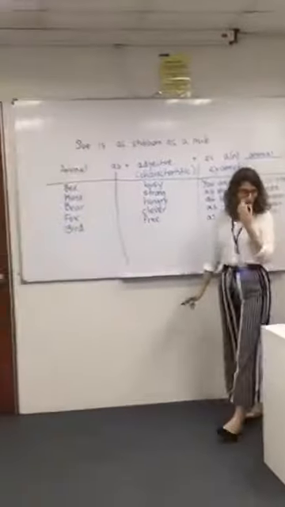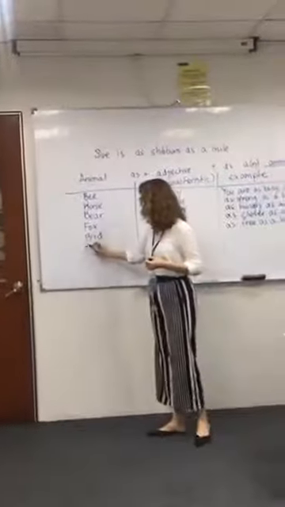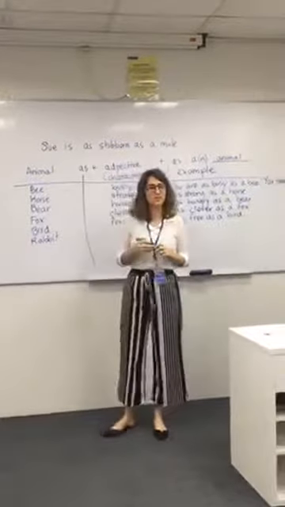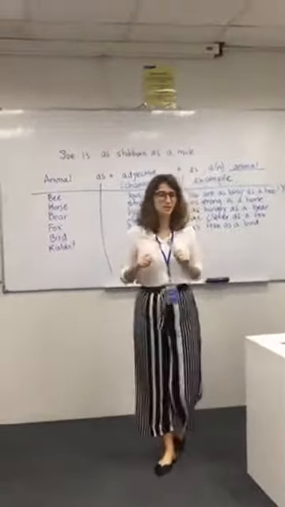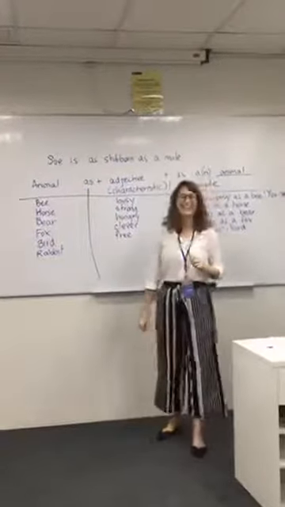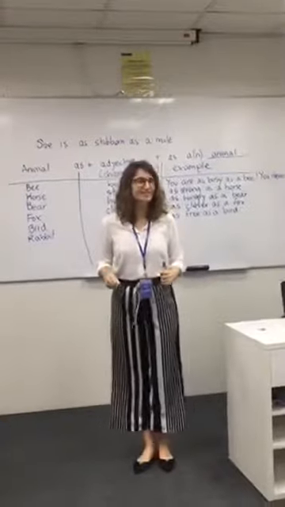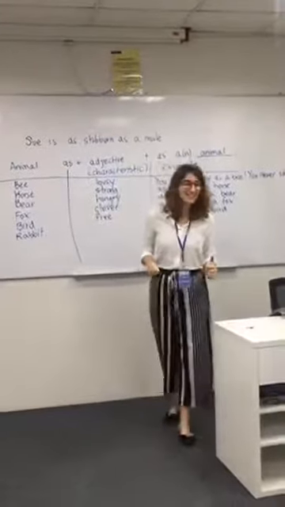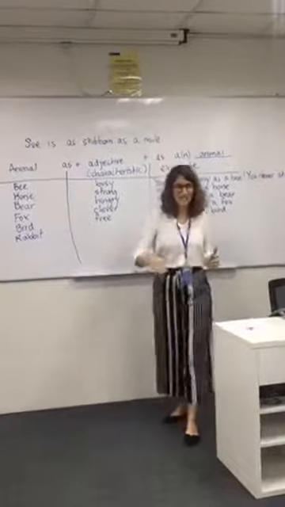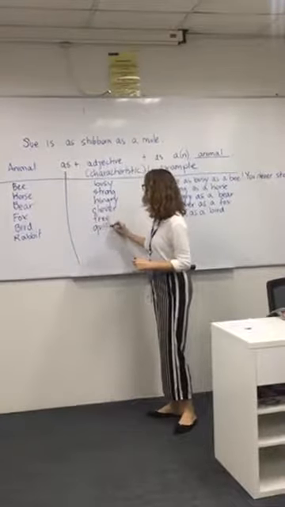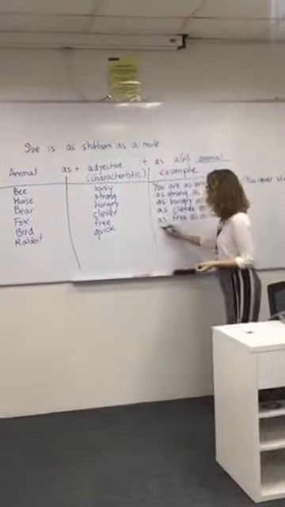Okay, the next one we have is the rabbit. Do you all know what a rabbit is? Yes. Yeah, they eat carrots. Okay, so have you ever tried to catch a rabbit? No. It's impossible. Why? Very fast. They're very fast, very quick. Very good. And that is why we say as quick as a rabbit.